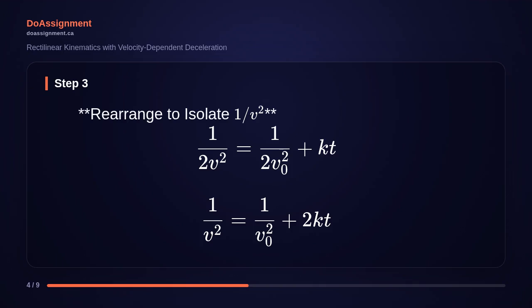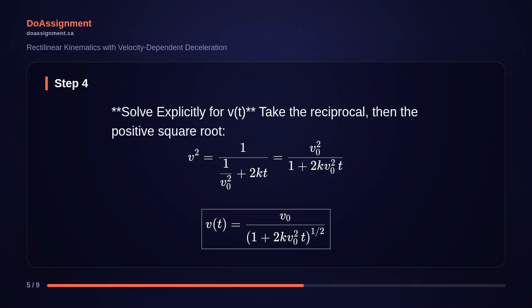Rearranging, we bring the negative 1 over 2 v squared to the right side and isolate it. Multiplying through by 2 gives 1 over v squared equals 1 over v0 squared plus 2 kt. Taking the reciprocal of both sides and then the positive square root, since the particle moves in the positive direction, we obtain the velocity as a function of time. V of t equals v0 divided by the square root of the quantity 1 plus 2 k v0 squared times t.